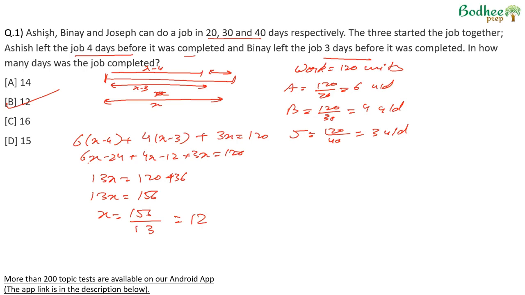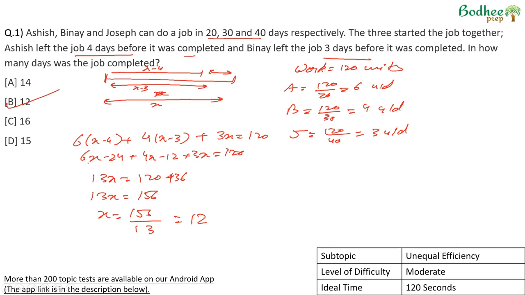So in how many days was the job completed? The job took 12 days to complete, where Ashish worked for 8 days, Vinay worked for 9, and Joseph for 12 full days. Again, easy to moderate level of difficulty. If you don't make a mistake like I did, easy, otherwise it can be moderate. But in any case, solving time should not exceed somewhere around 2 minutes.